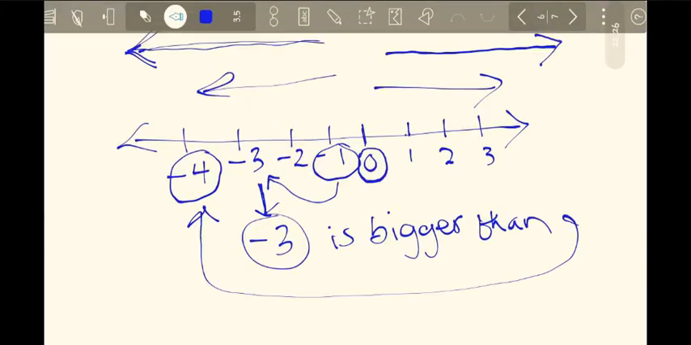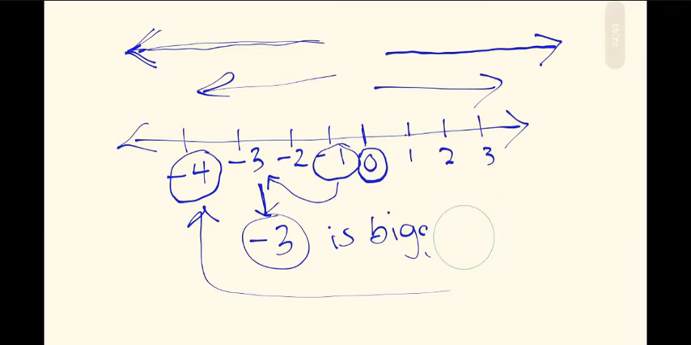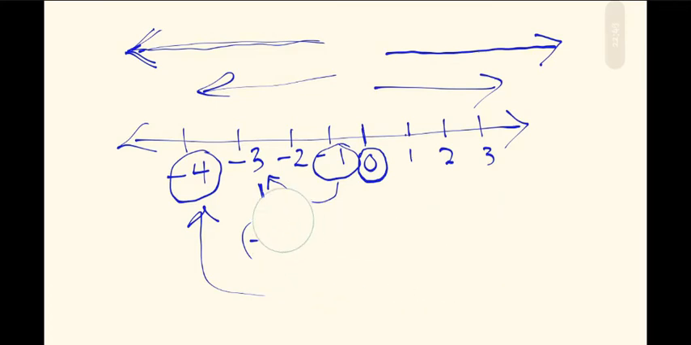Okay, so let's move back to our number line we drew previously. From this number line, we can say that 1, we can say that, let me erase some of the stuff here.